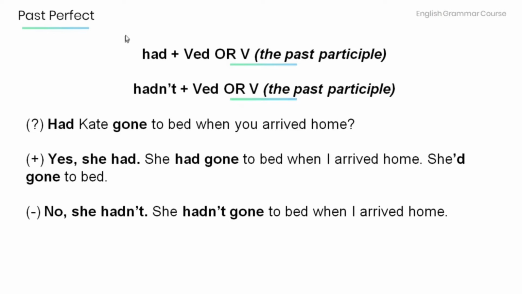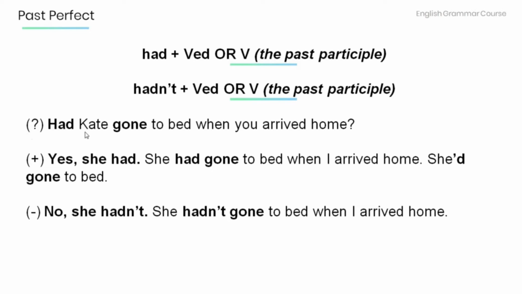Now, to form the past perfect, we use had plus verb-ed, or just the verb. In the negative, hadn't plus verb-ed, or just the verb. Have a look at the examples over here.